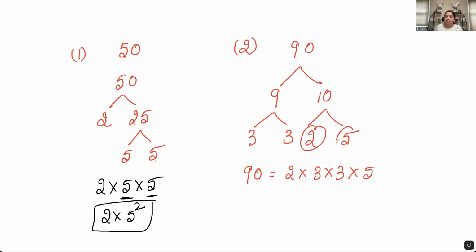We have to circle the final answers and then write the numbers from least to greatest. The least number is 2 and then we have 2 threes and then 5. 90 is equal to 2 times 3 to the power of 2 times 5. This is the prime factorization for 90.